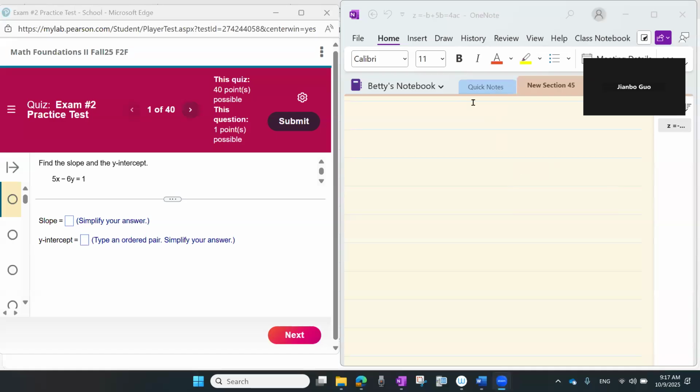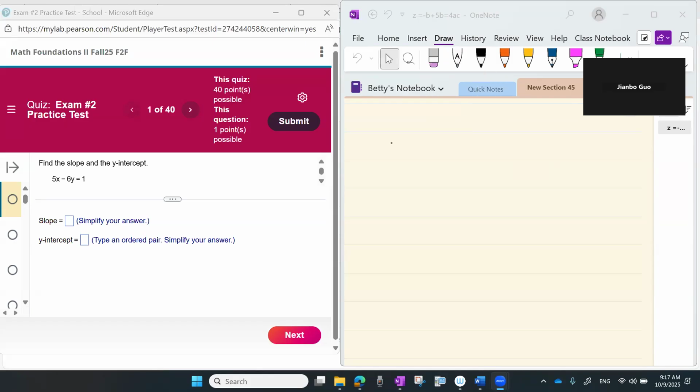Hello class, in this video we are going to work on the review for exam 2. Let's start with the first problem. Find the slope and the y-intercept. The equation we are given is in the standard form. 5x minus 6y equals 1.